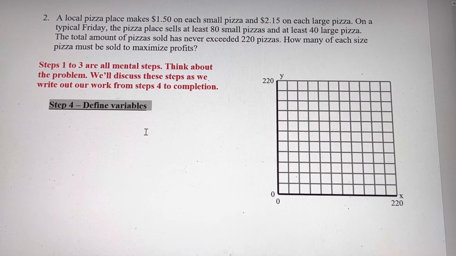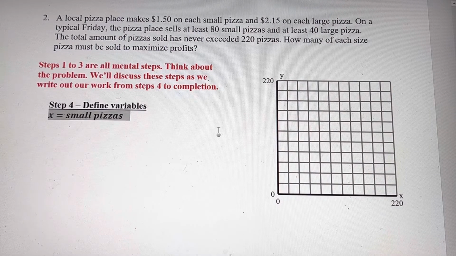So step 4, like we said before, is define the variables. Again, I want to use X and Y, but if you want, you could say S for small pizza and L for large pizza. It's really up to you. But I'm going to use X and Y. So X is small pizzas, Y is large pizzas.